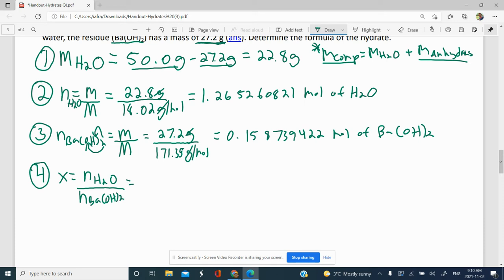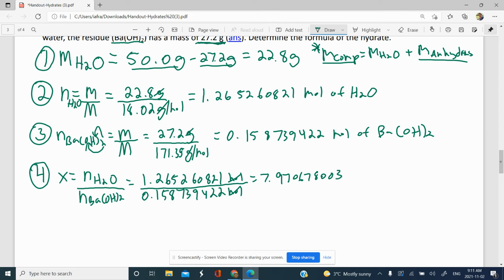So the moles of water is the biggest mole value, so 1.265260821 moles, divided by the moles of the ionic compound without the water, 0.158739422 moles. Cancel out moles and we get 1.265260821 divided by that answer there, and we get 7.970678003, which you could round, because you're pretty close, to approximately 8.